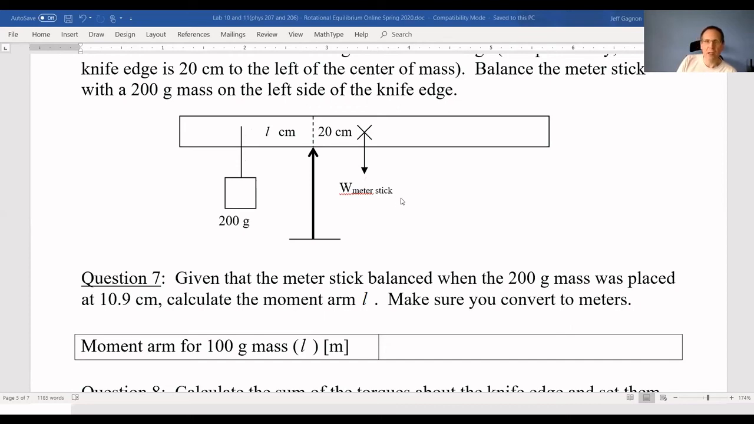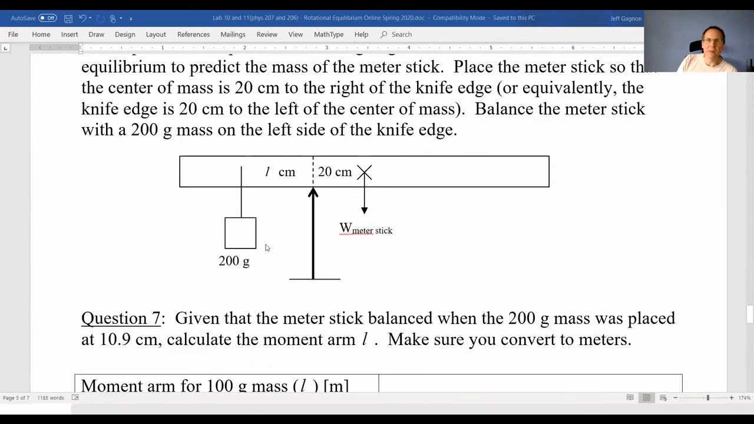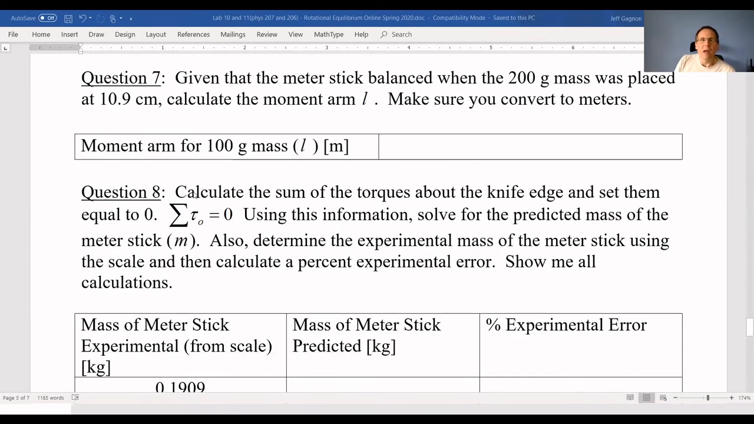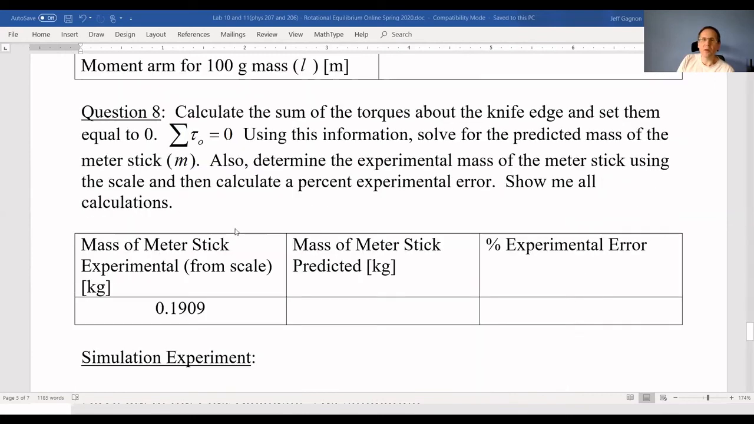You have the equation. Question 7 is simply figure out what this L is in meters. Okay, so given the data that I gave you guys, figure out what L is. Now, question 8 is calculate the sum of the torques and set them equal to 0. So we sort of did this on the video, but you want to re-show this, and then solve that equation for M. So this is where you solve the equation for M, and that's going to be the predicted mass of your meter stick in kilograms. And it should be pretty close to the measured mass from the scale. So solve for M, see what you get. Hopefully it's pretty close to what we measured.